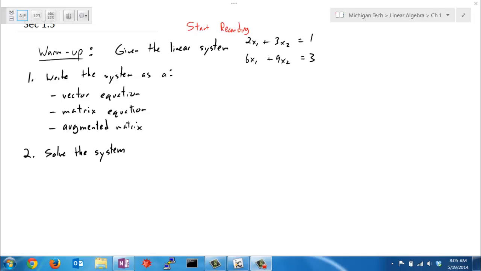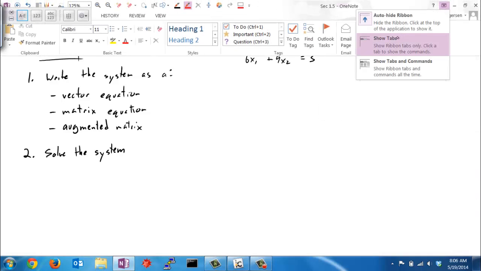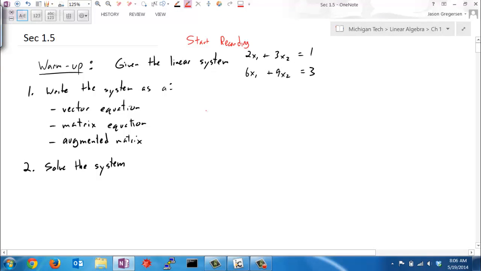All right, so let's take a look at the warm-up here. We start off given a linear system. We want to write the system in as many different forms as we can. So we'll start off by writing it as a vector equation. As a vector equation, this looks like x1 times the column vector 2, 6, plus x2 times the column vector 3, 9, is equal to the column vector 1, 3. So that's us rewriting it as a vector equation.